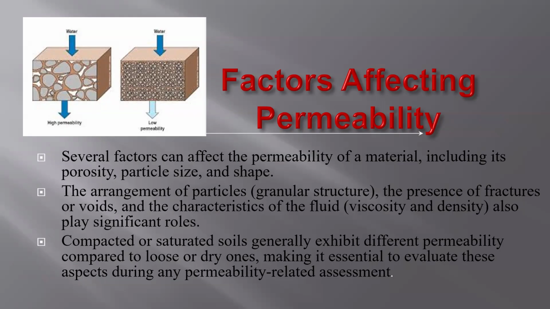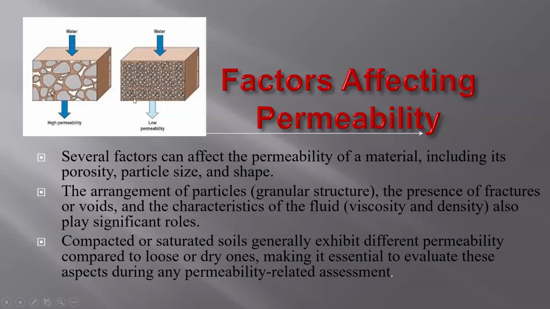Several factors can affect the permeability of a material, including its porosity, particle size and shape. It means if the porosity of the material changes, the permeability also changes. Then second is the particle size: if it changes, then permeability also changes. And the third one is shape. If the shape of the particle changes, the permeability also changes. In this picture, we are showing two blocks.